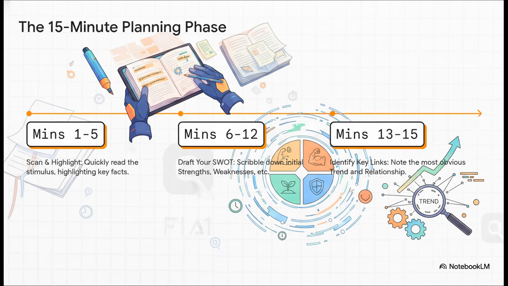First 5 minutes, scan that stimulus. Highlight everything that jumps out. Facts, figures, problems. Next 7 minutes or so, just scribble down a rough SWOT. Strengths, weaknesses, opportunities, threats. Get it on paper. Then, in those last couple of minutes, find one obvious trend and one clear relationship. Trust me, this sets you up for everything.